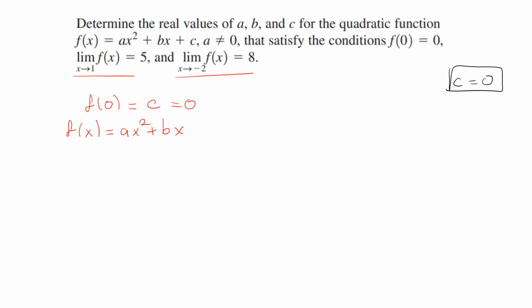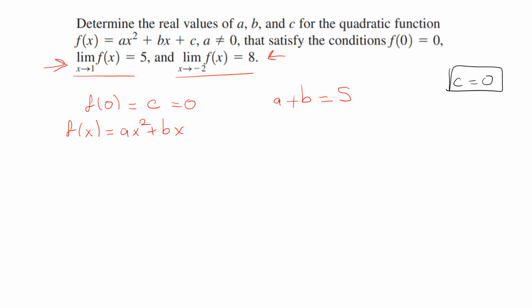So limit as x approaches 1 would equal 5. So I'll just plug in 1 and see what I'm left with. So I would have a, and then if I plug in 1, it's just going to be the same thing. And then plus b, because 1 times b is just going to be b, which equals 5. So I have my first function. Let me do the second one.